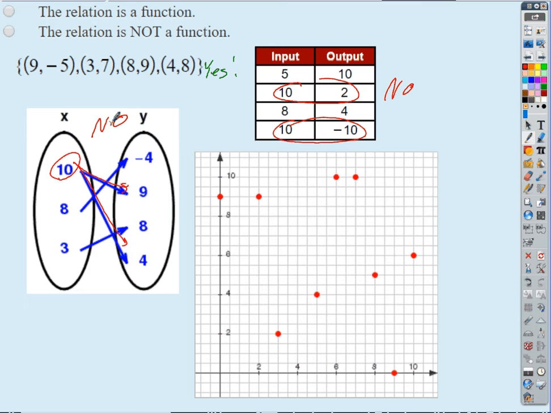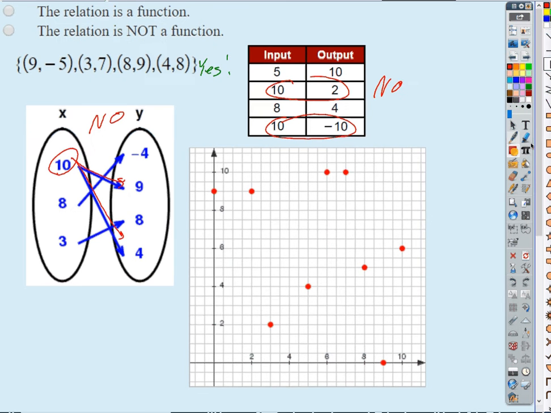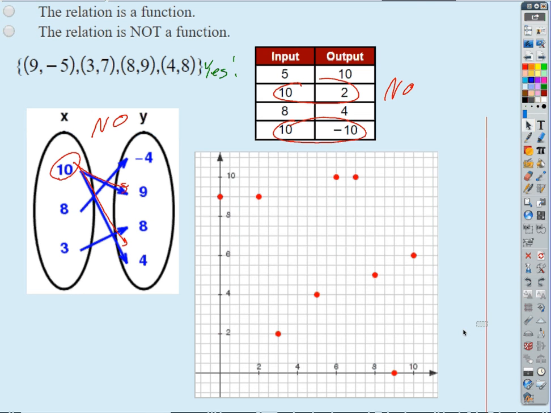How about this guy? Okay, that one looks pretty good, doesn't it? If we sweep a vertical line across this, it never intersects in more than one place, does it? So it passes the vertical line test, so we're good. That one is a function.